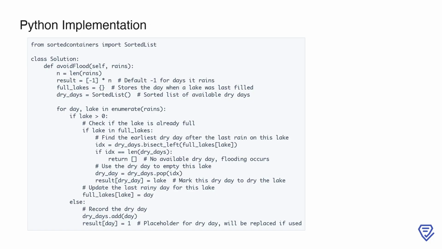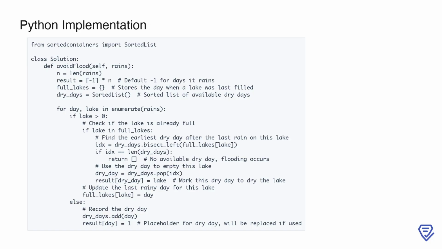The loop iterates through each day and the corresponding lake in the rains list. If the lake number is greater than 0, it means it's raining on that day. We then check if the lake is already full by looking it up in the full_lakes dictionary. If the lake is full, we use the bisect_left method on dry_days to find the earliest available dry day after the last rainy day for this lake. If no such day exists, meaning there are no available dry days to prevent flooding, we return an empty list since it's impossible to avoid a flood.